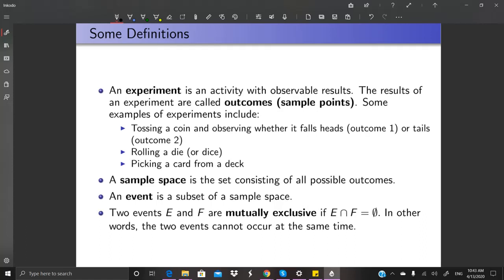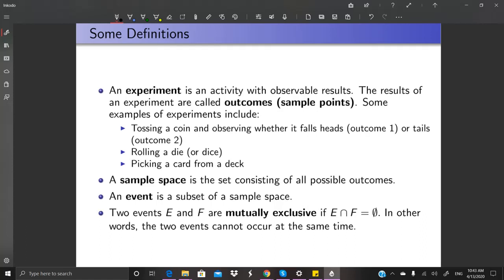We said that two events, E and F, are mutually exclusive if their intersection is empty. In other words, the two events cannot occur at the same time. For example, if you're tossing a single coin and observing whether it falls heads or tails, then you only get heads or you only get tails. You do not get both. So those events are mutually exclusive.